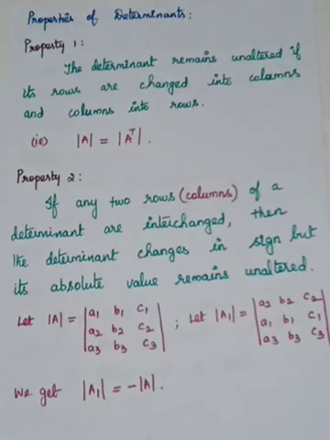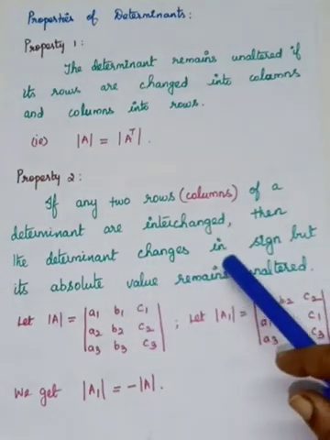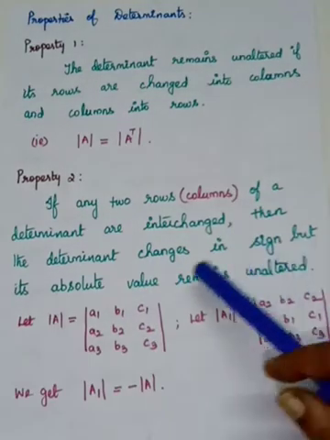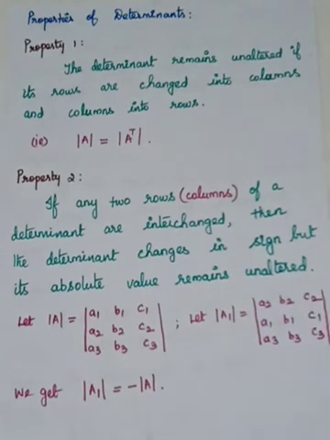Come to property 2. If any two rows of a determinant are interchanged, now we are going to take only two rows, and those two rows have to be interchanged, what happens to the determinant? The determinant changes in sign, but the absolute value remains unaltered. The value will not be changed, but there is a change in the sign.